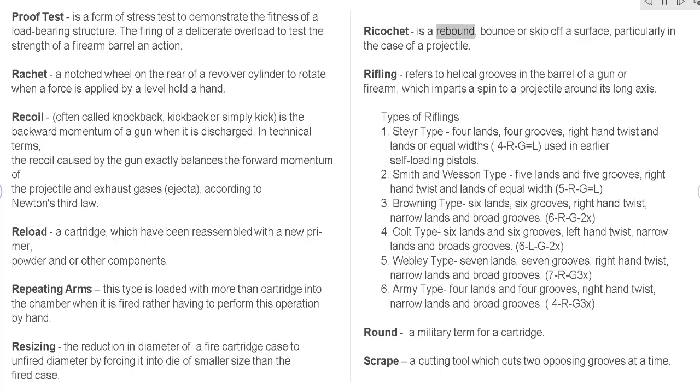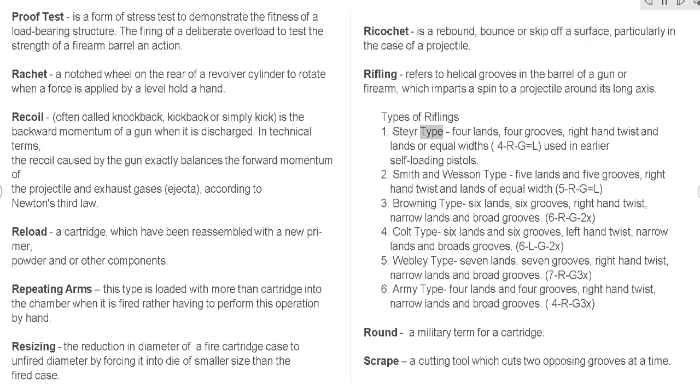Ricochet is a rebound, bounce or skip off a surface, particularly in the case of a projectile. Rifling refers to helical grooves in the barrel of a gun or firearm, which imparts a spin to a projectile around its long axis. Types of rifling.